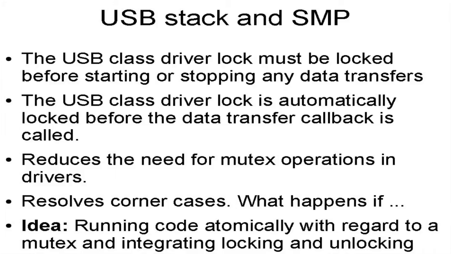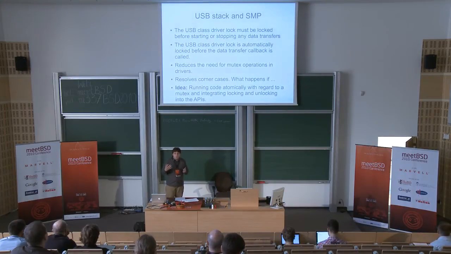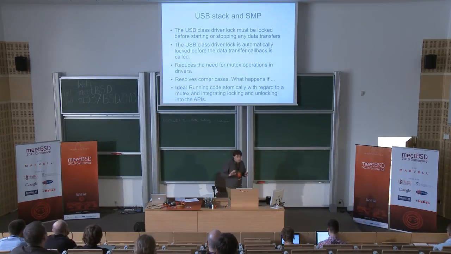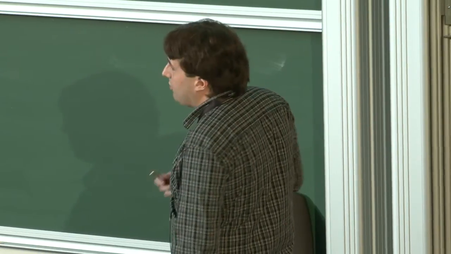I've tried to build in as much locking and unlocking operations as possible into the USB API. For example, when you get a callback, the mutex of your driver is already locked, and the reference count handling code and logic associated with draining a USB transfer is integrated in the USB stack. My idea is that this should resolve corner cases. What happens if blah, blah, blah? There are a lot of corner cases.